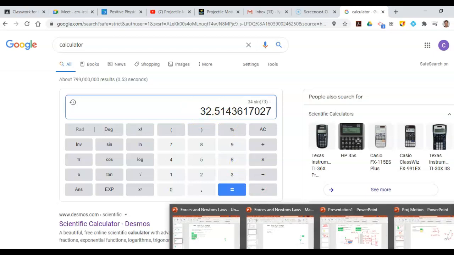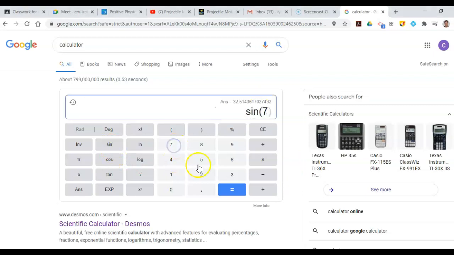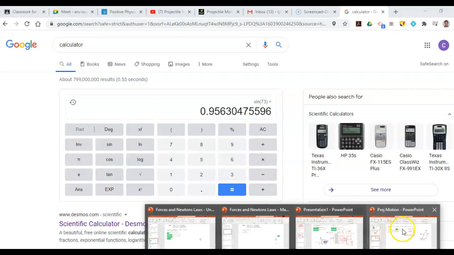So 32.5, and I'm just going to write that down. I also want to highlight what sine 73 is all by itself. Sine 73 all by itself is 0.96. So let's go back and answer our question.